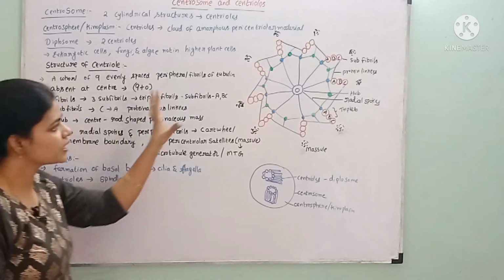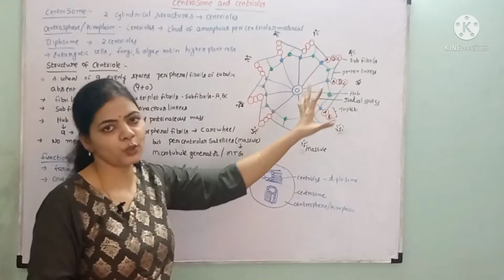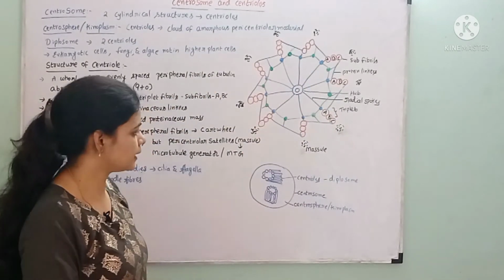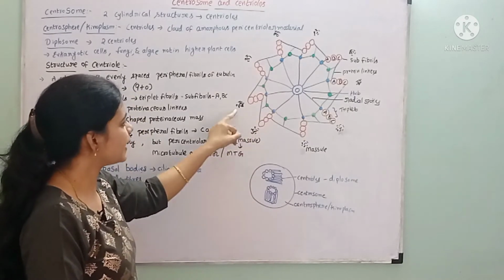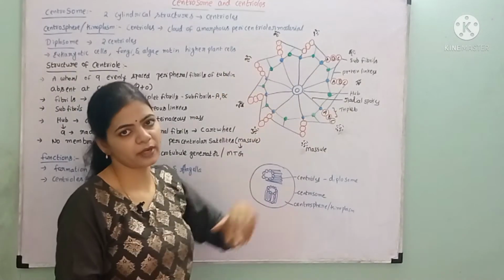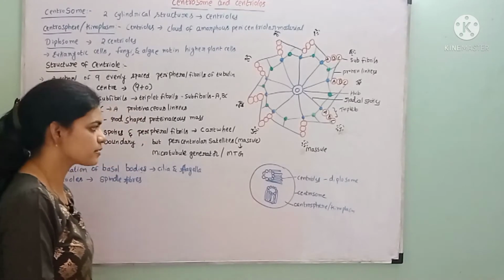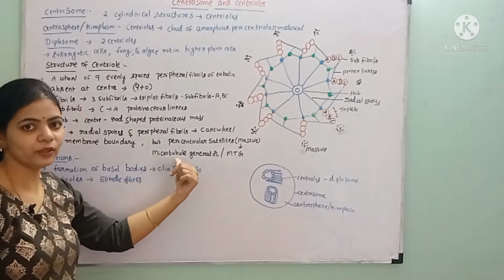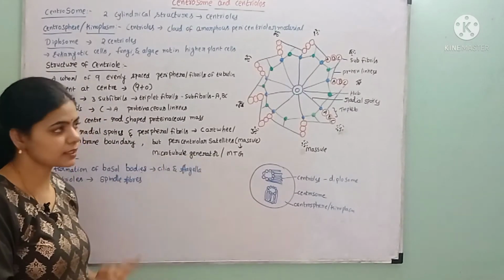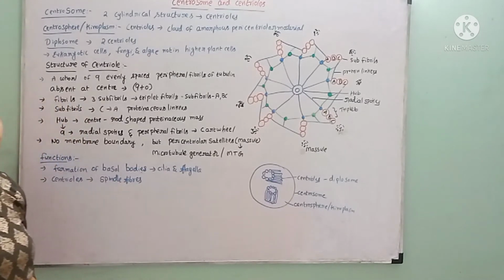And here there is no membrane found around the centriole, but there is a pericentriolar satellite present around the fibril, which is otherwise called massule or microtubule generator or MTG. This is about the structure of the centriole.